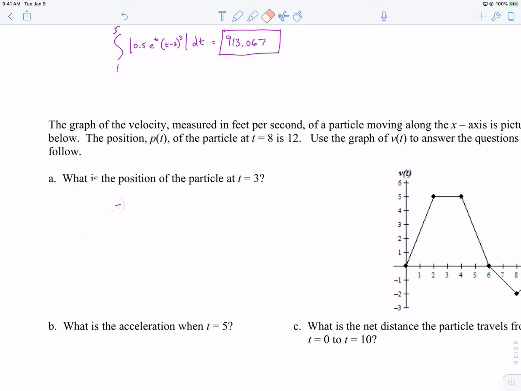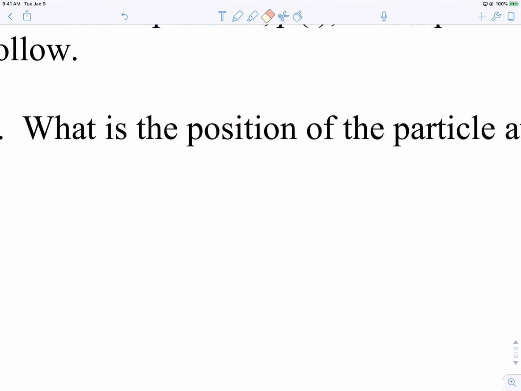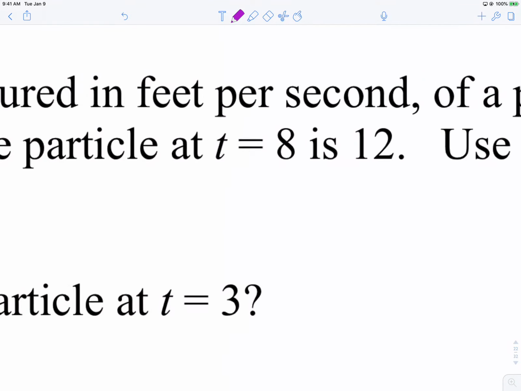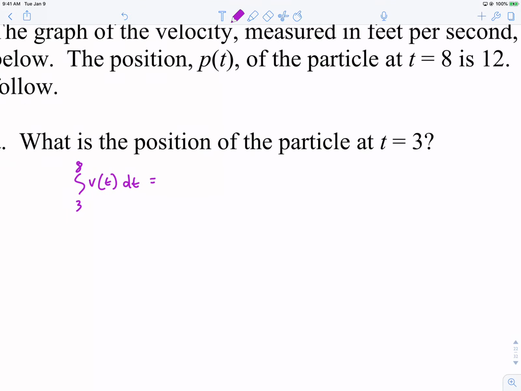Again, let me do this. I need a little more room. From 3 to 8 of our velocity function. Why did I choose those numbers? 3 because they're asking me about what the position is at 3. 8 because they tell me the position at 8. So we know that when we integrate velocity, we get position. That would be the position at 8 minus the position at 3.